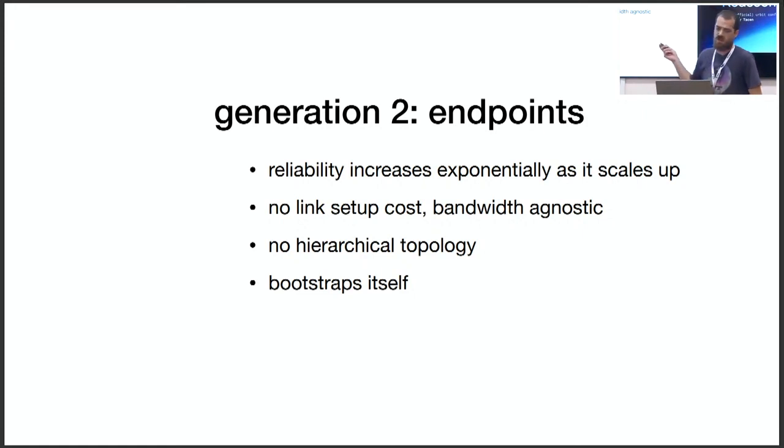So in a packet switch network, reliability increases exponentially as it scales up. Each time you add another link, you're adding redundancy to the system, another pathway that a small piece of data can flow over. There's no link setup cost. And it's bandwidth agnostic. It works as well over a slow link as a fast link. It does not require a hierarchical topology, unlike the phone network.